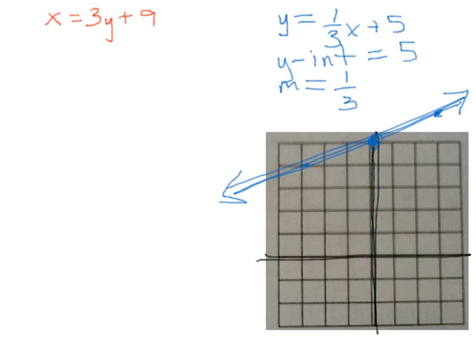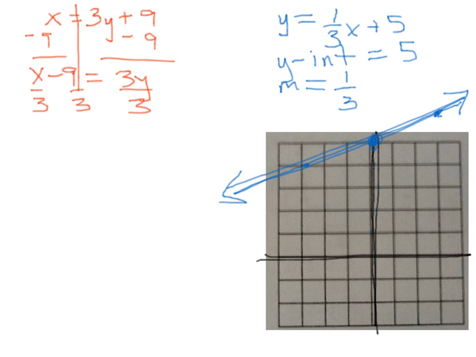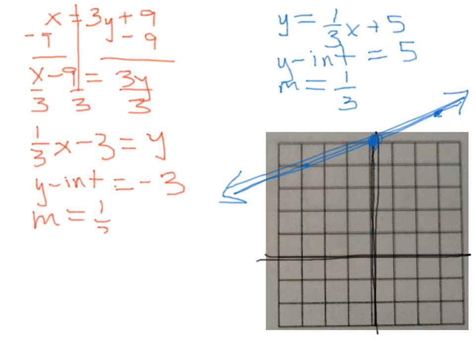Well, I need to get y by itself. So the first thing I'm going to do is subtract 9 from both sides of the equation. This is going to give me x minus 9 is equal to 3y. I'm going to divide everybody by 3. And that's going to give me 1/3 x minus 3 is equal to y. Therefore, my y-intercept is -3, and my slope is 1/3.